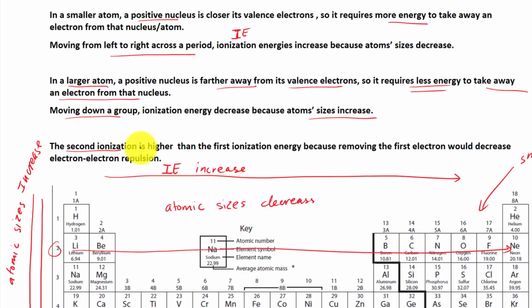Okay? So if that's the case, how is that compared to the first ionization energy? Well, in most cases, the second ionization energy is higher than the first. So think about it. If you remove an electron, now you have fewer electrons in your atom, right? And what do electrons do to each other? They repel. So fewer electrons would decrease the electron repulsion. So now the protons will hang on to the remaining electrons.